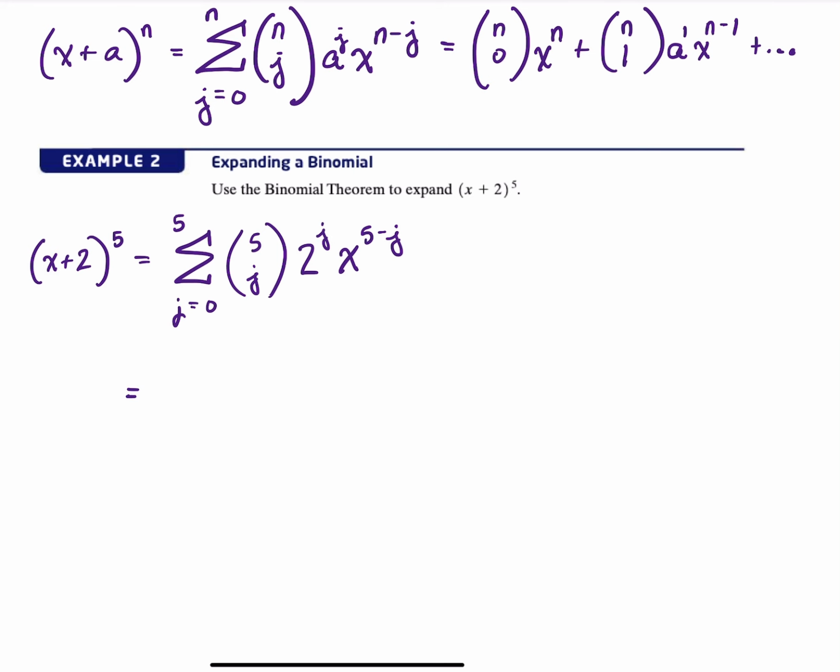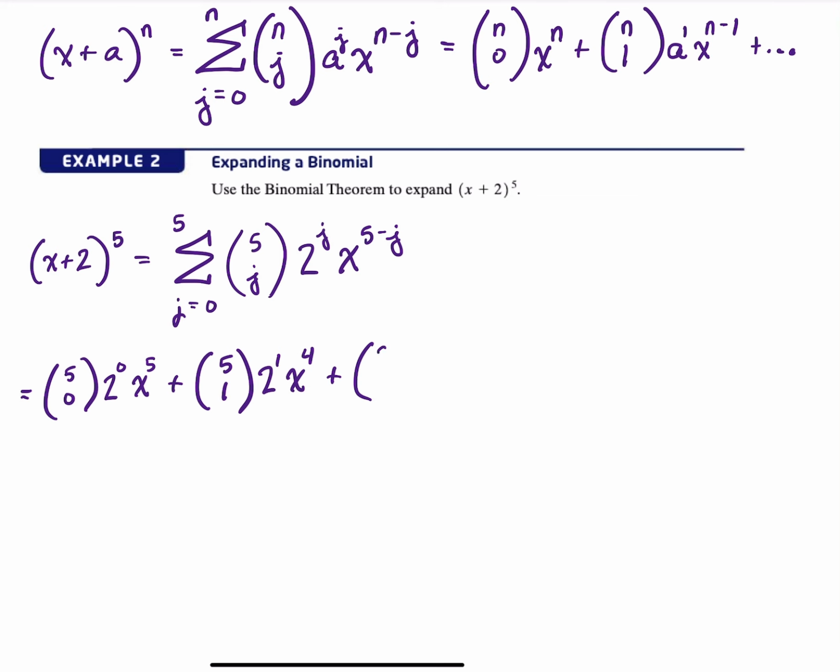So let's expand out these terms, and I'll make a little bit more room here. Let's start on this side. So let's start when j equals 0. This will give us 5 choose 0 times 2 to the 0 power times x to the 5 minus 0 power. Our next term will be 5 choose 1 times 2 to the first power times x to the 5 minus 1 power, so to the 4th power.